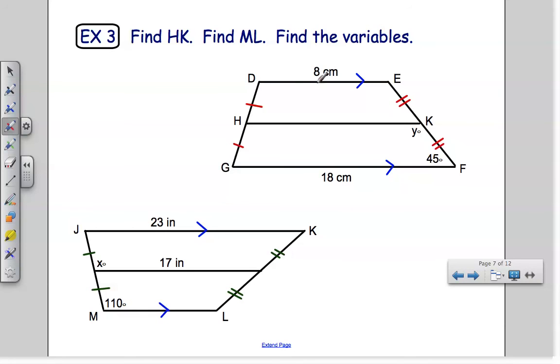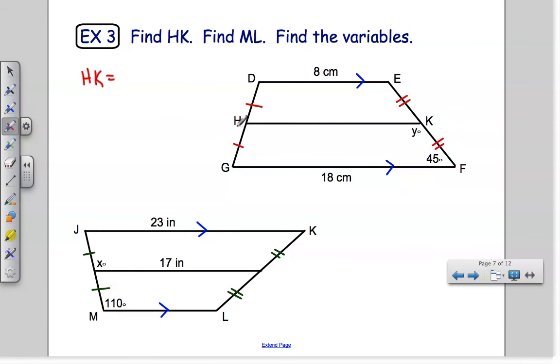First of all, this is a trapezoid because I noticed the bases are marked parallel. I know that HK is a mid-segment because H must be the midpoint of GD. I see these congruent tick marks. And K has to be the midpoint of EF because I see the tick marks again. What variables am I looking for? I guess I have to find HK and ML, and we'll find this variable Y. So let's start out with HK.